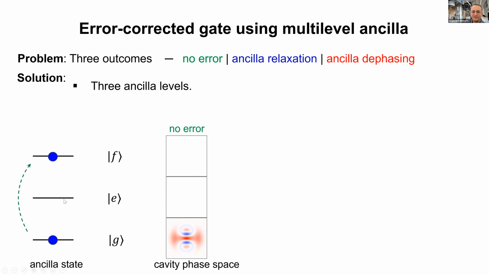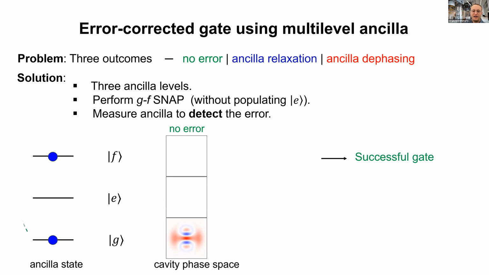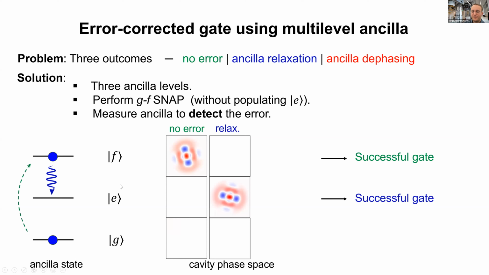And after the snap gate, we, of course, measure the ancilla, and this will tell us which event happened during the snap gate. So if there's no error at all, then we will measure F, and indeed you will see that the logical gate will be successful. But if we measure that our ancilla is in E, that means that there must have been some relaxation events during the gate. But that is still OK, because you can only get to E by passing through F. So the snap gate was applied, and the gate was still successful.